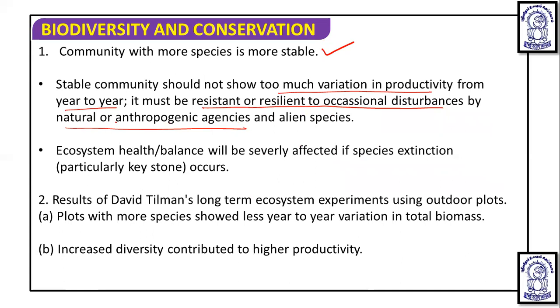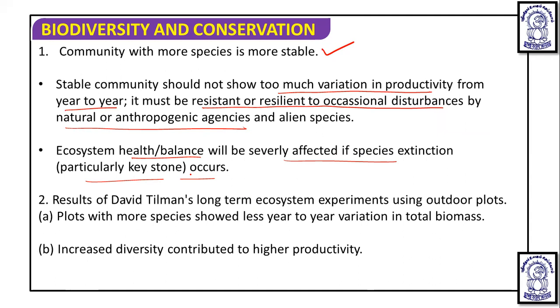And the first thing is stability. A community with more species is more stable, and a stable community should not show much variation in productivity from year to year. It must be resistant or resilient to occasional disturbances by natural and anthropogenic agencies or alien species. Another point is that ecosystem health or balance will be severely affected by a species extinction, particularly of keystone species. It must also be resistant to the invasion of alien species. So ecologists consider that communities with more species tend to be more stable than those with fewer species.